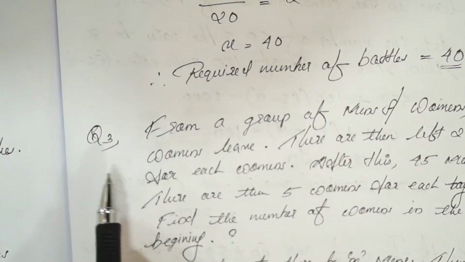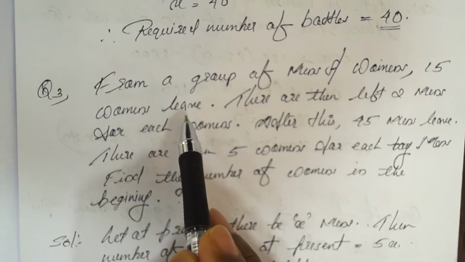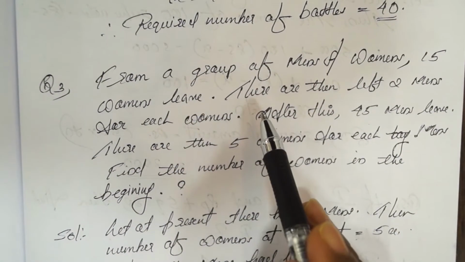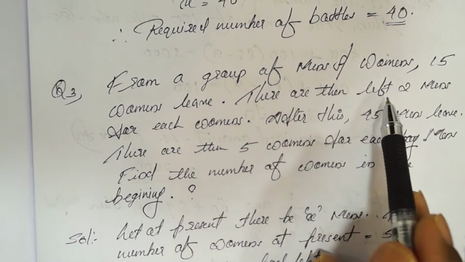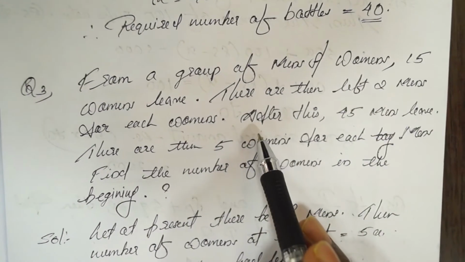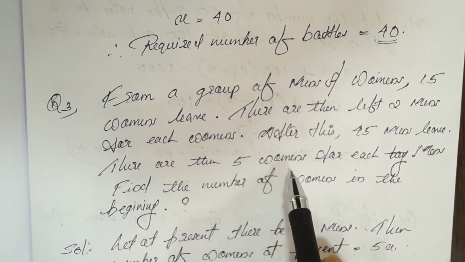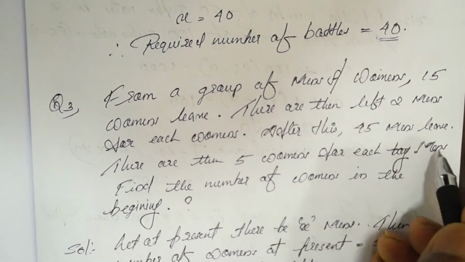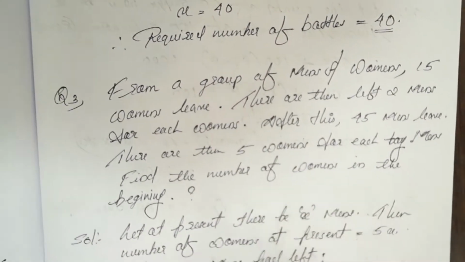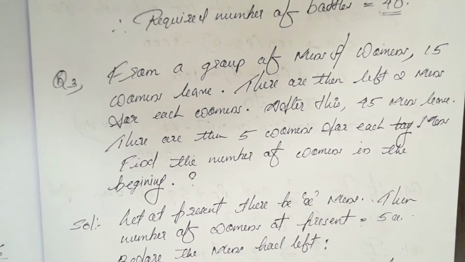Now our third question: from a group of men and women, 15 women leave. So from the starting itself, 15 women leave. There are then left 2 men for each woman. So for each woman there are 2 men. Then after this 45 men leave, there are then 5 women for each man. Find the number of women in the beginning. So our question is, we have to find how many women there were in the beginning.